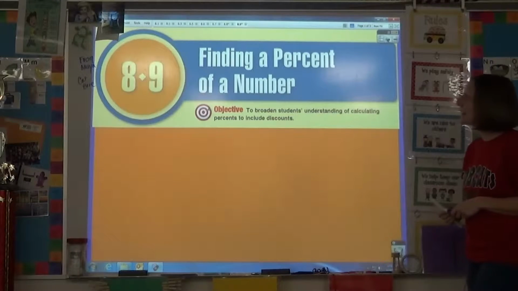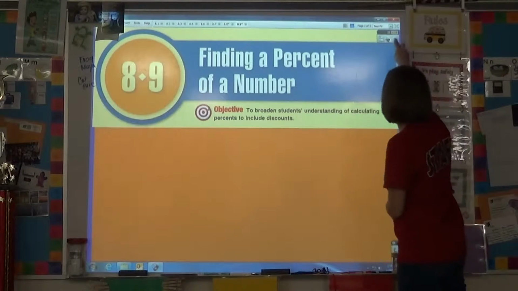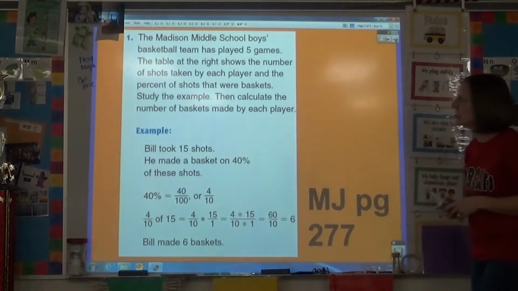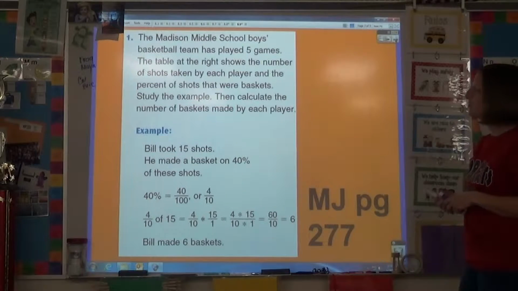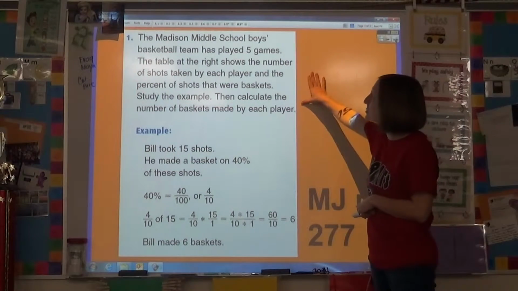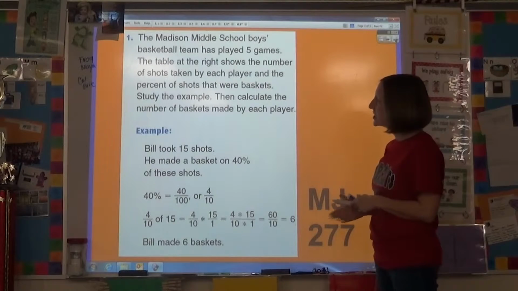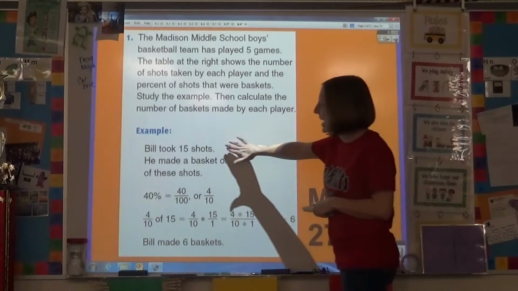Lesson 8-9 is finding the percent of a number. We're going to take a look at some story problems here, and we'll be filling out a chart about the Madison Middle School boys basketball team. So they've played some games, and we're going to look at Bill.